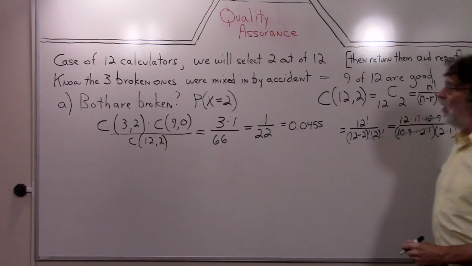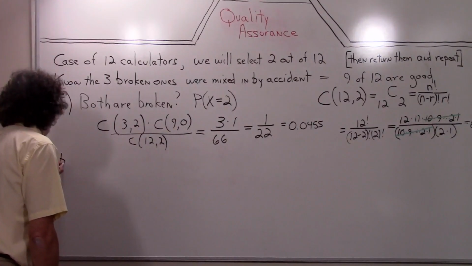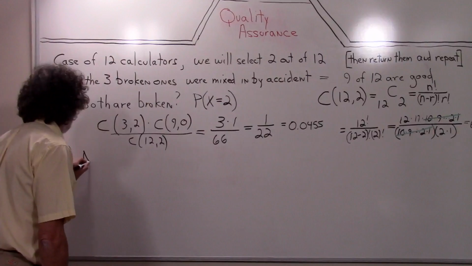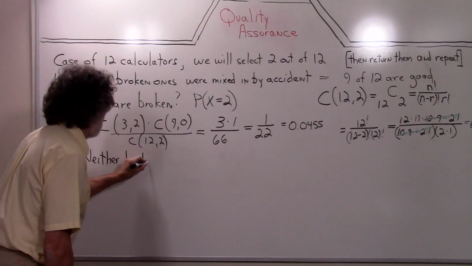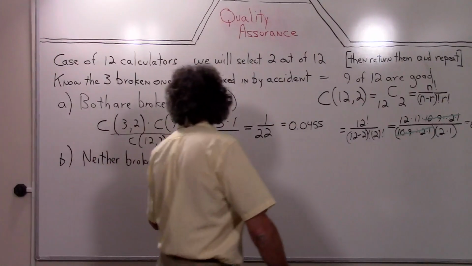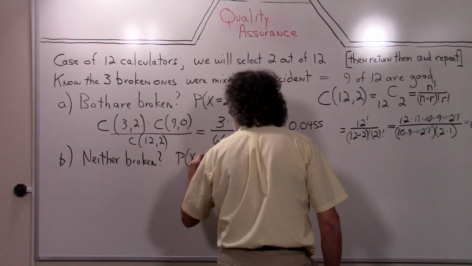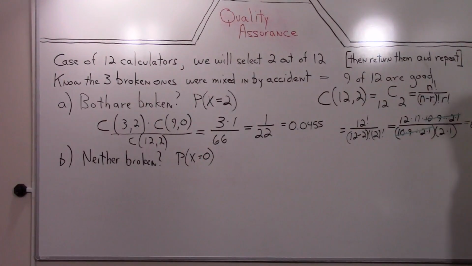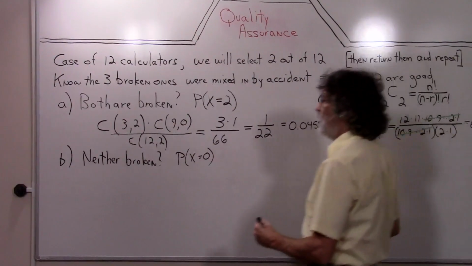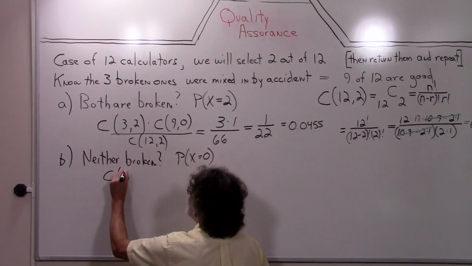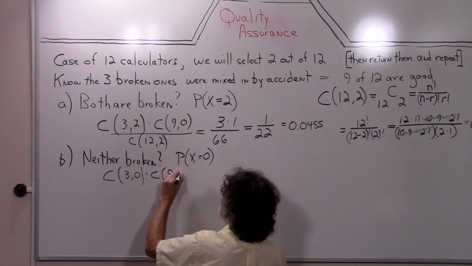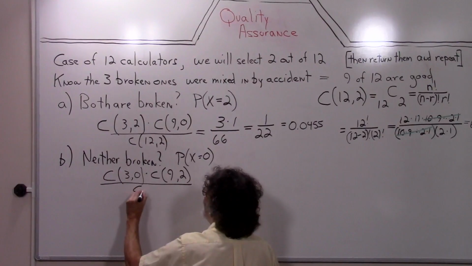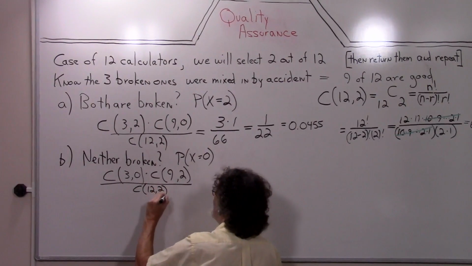Now, what's the probability that none are broken? Let's try that. Part B here, neither broken. In other words, the probability that x is equal to 0. Well, let's use the same process. It's going to be the combination of 3 items of which we want to select none. Combination 3, 0 are broken, times the combination of, we've got 9 good ones of which we want to select 2. All of that divided by that total number, 66, that we can get.